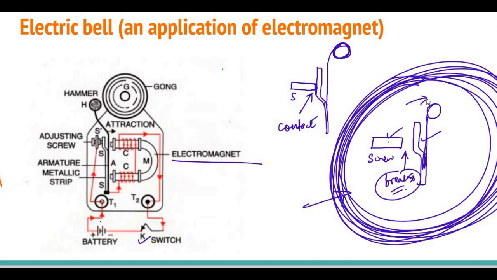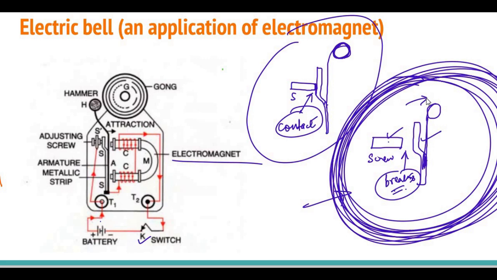It will go backwards because of a spring that pulls it back. That spring has not been shown in the figure, or there is a springy action of the armature. We have not drawn the spring in the figure. There is sometimes a spring to pull the hammer back to its original position. So when the electromagnet is no longer attracting, the hammer goes back to its original position, and again the contact is restored.